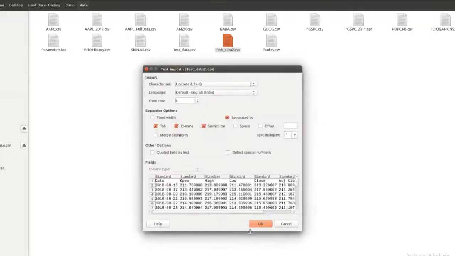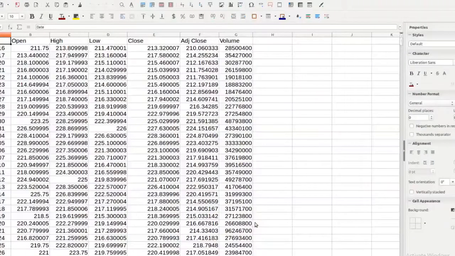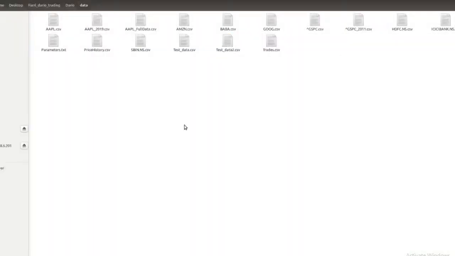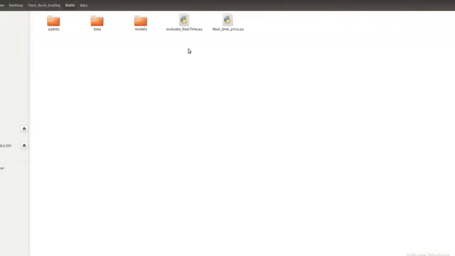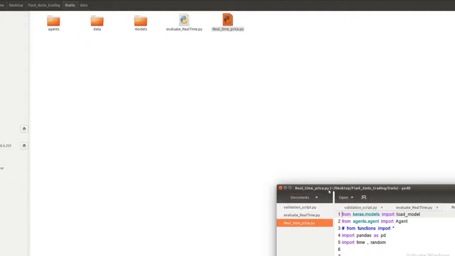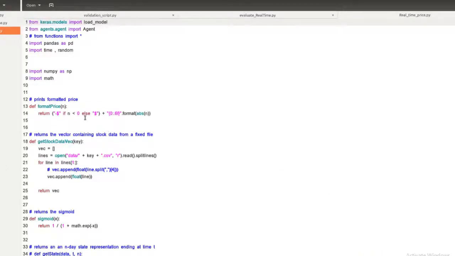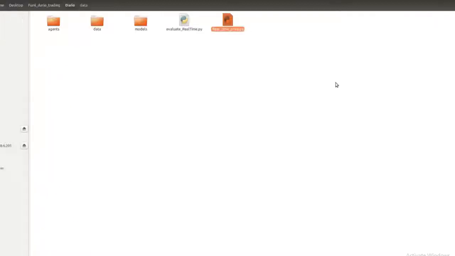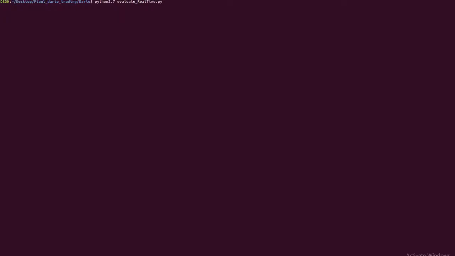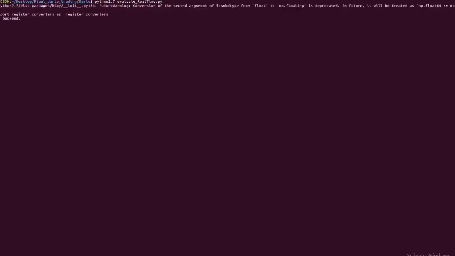So test data has price open, high, low, close, and adjusted close. I'm using the close price only. If I have a different format of data, then I have built another type of script. So let's move forward and see what sort of outcome the trading bot obtains.